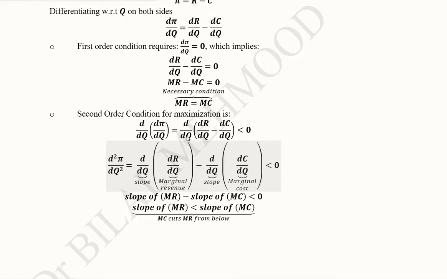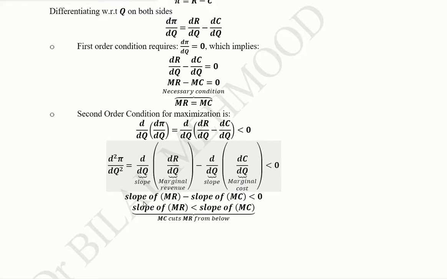Now the derivative term gets distributed on both of these terms, that is dr over dq and dc over dq. So the minus sign is kept as it is, and we can consider this derivative as the slope and this derivative as the marginal revenue, because it is marginal revenue. We have already understood it from here. This can be considered as the marginal cost, so here we can write marginal cost. So d over dq is here, slope is there. So this is the slope of marginal revenue, this is the slope of marginal cost.